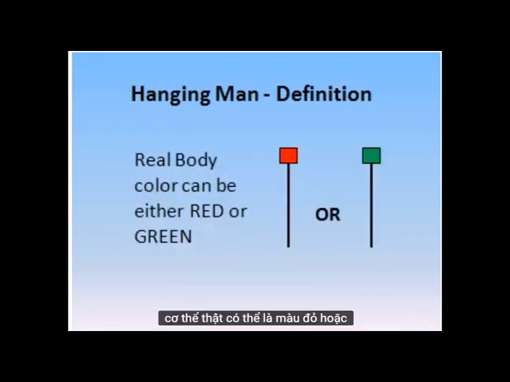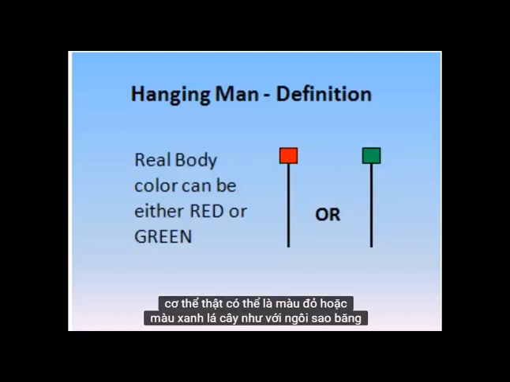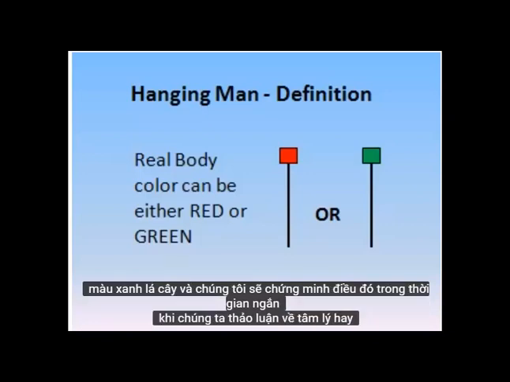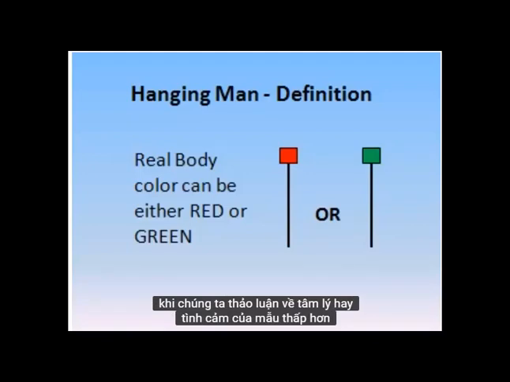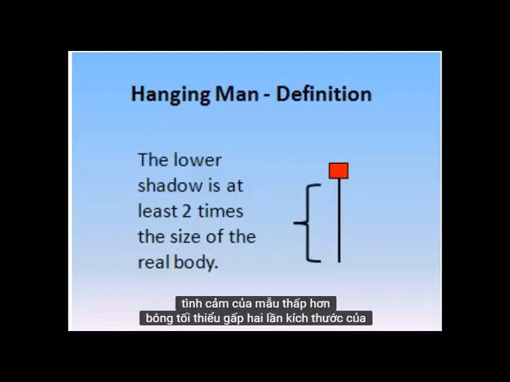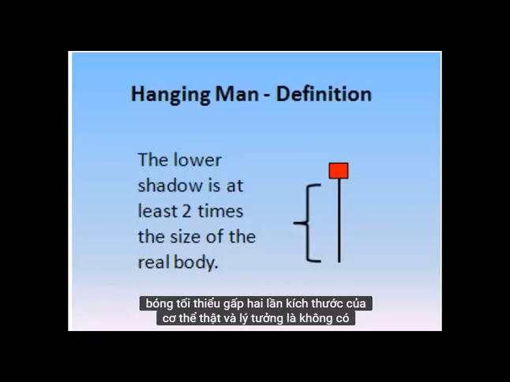The real body can be either colour, red or green. As with the shooting star, the red body is slightly more bearish than the green, and I'll demonstrate that shortly when we discuss the psychology or sentiment of the pattern. The lower shadow is at least 2 times the size of the real body, and ideally there's no shadow above the candle. However, a very small shadow can be acceptable.